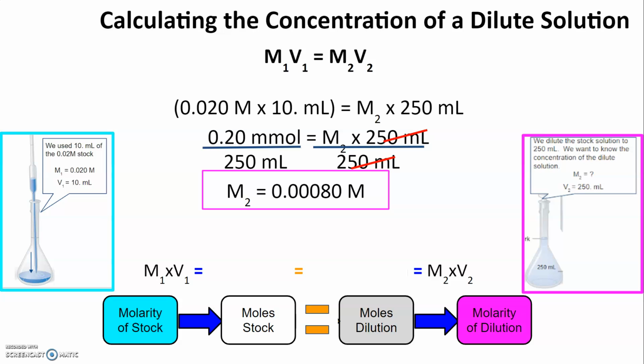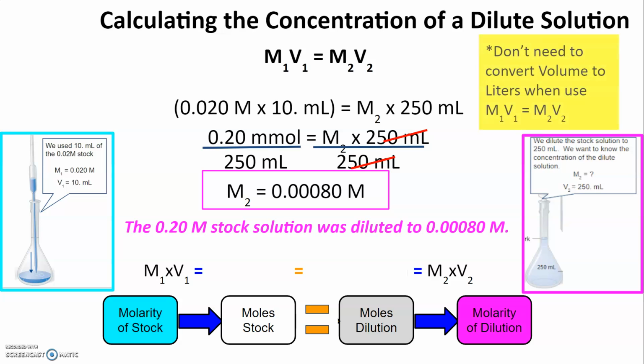Now, one thing that's important to note here, unlike in part 1 where we had to convert the volume to liters because we were calculating molarity, for M1V1 equals M2V2, you don't need to convert the volumes to liters. As long as your volumes are in the same units, if they're both in milliliters or both in liters, that's fine because that conversion sort of cancels out. All right, so overall for this problem, we would say that the stock solution, which is what we started with, the more concentrated solution, was diluted from 0.20 molar to 0.00080 molar.